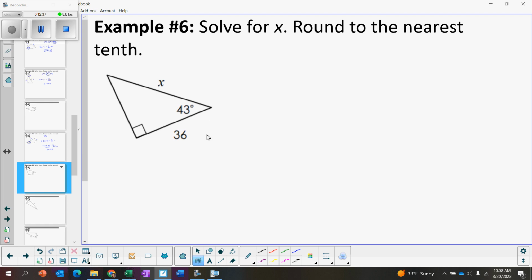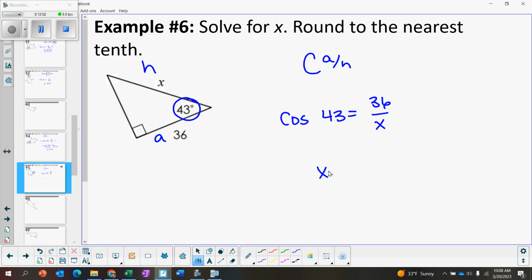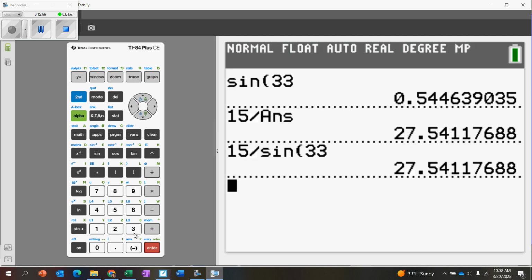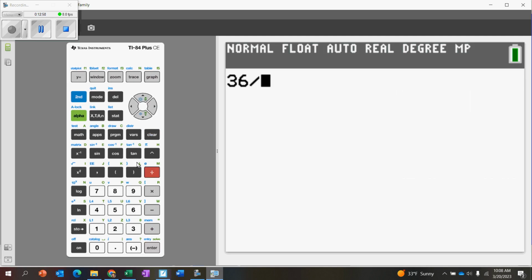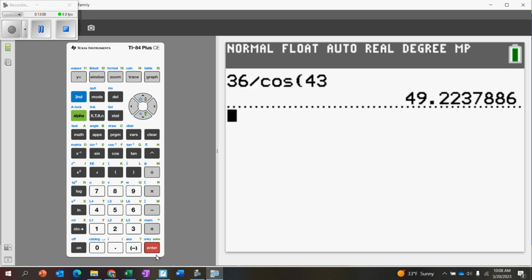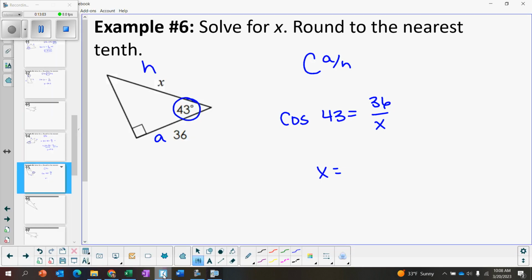All right, example 6 here. That would have been O, and this is A, so this is cosine. So cosine of 43 equals 36 over x. So we're really doing 36 divided by cosine of 43. And we get 49.2. All right, so the first part of each problem is really figuring out which ratio you're going to use. Is it going to be sine, cosine, or tangent? The second part of the problem is knowing, are we going to be multiplying or dividing?